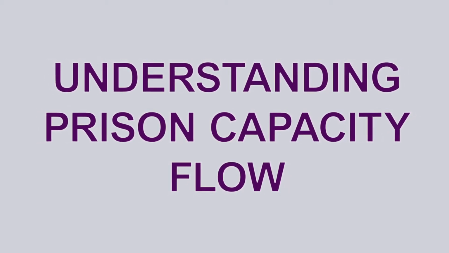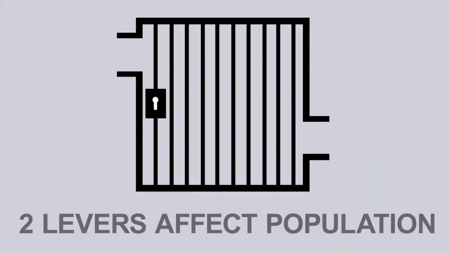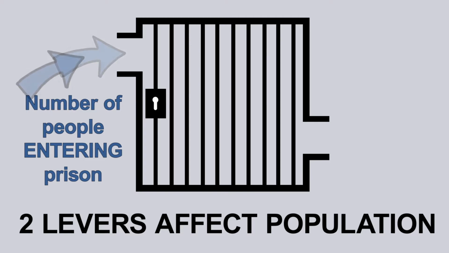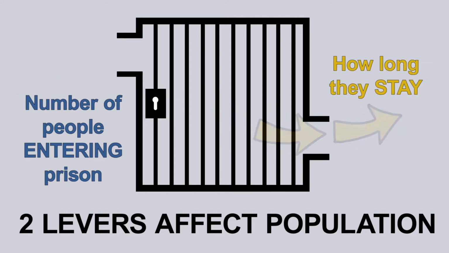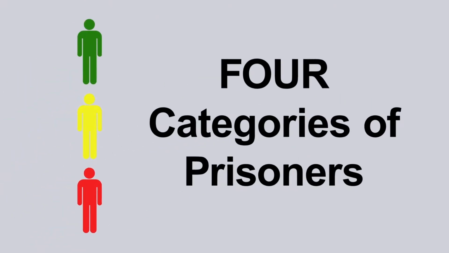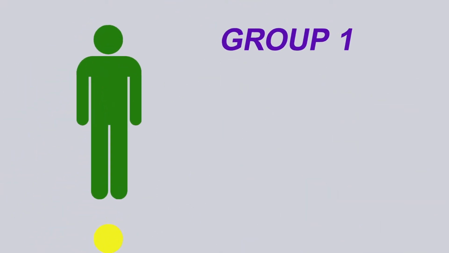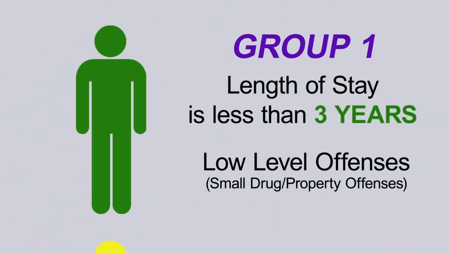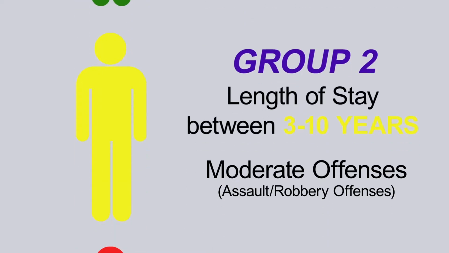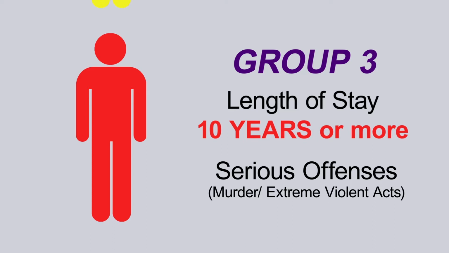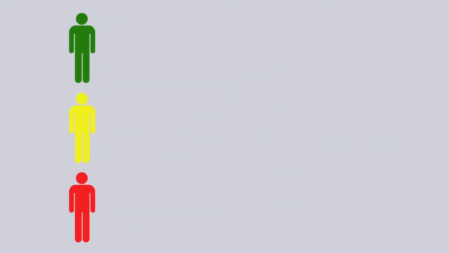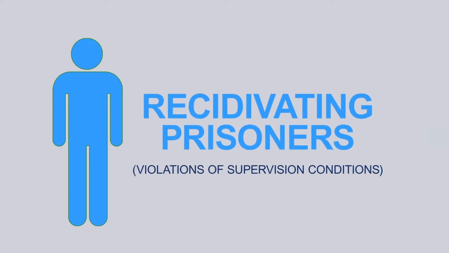To understand the prison population, you have to understand two factors: the number of people coming into the system, into prison, and the number of people coming out of prison, how long they spend in prison. We're grouping them into 4 different groups. People who are sentenced for under 3 years. Then we're creating another category, moderate length of stay. And then our third category is very serious offenses. There's also people coming to prison who have recently been released from prison but are coming back.